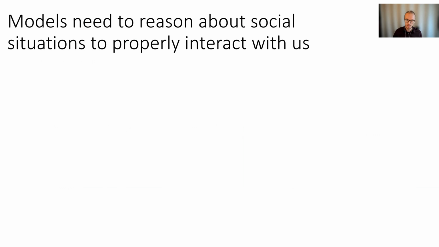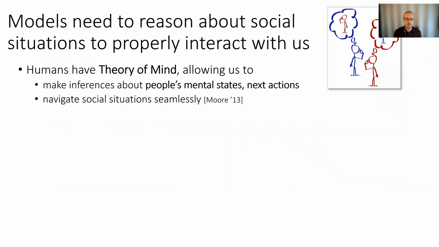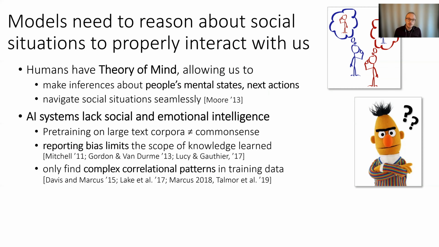properly interact with us. Humans have something called theory of mind, which allows us to make inferences about people's mental states and their next actions. We use this ability to navigate everyday social situations seamlessly, as well as even more complex things like courtroom negotiations. However, as I'll show in this work, and as has been shown by previous work, AI systems today lack this social and emotional intelligence.